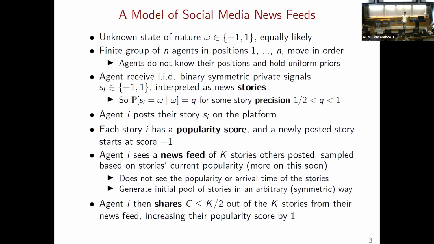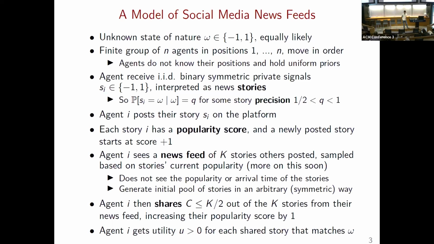Everything they share, the popularity score goes up by 1. And we assume that people want to share stories that match the state, so they get a utility of U, which is positive, from each story that they share that matches the state, and a utility of 0 from stories that don't match the state. And again, we see this as a benchmark where you would think people are doing something relatively conducive to learning, but we'll see learning can still go wrong.